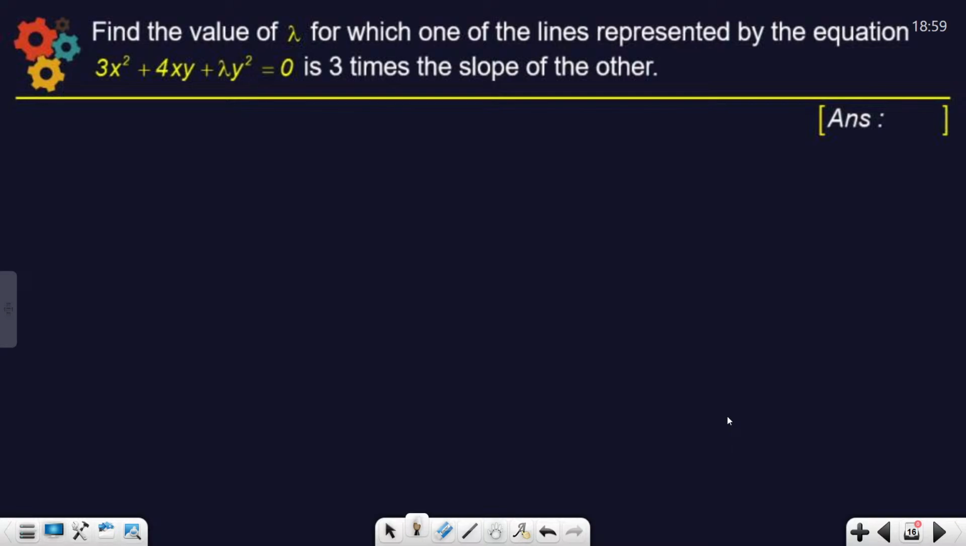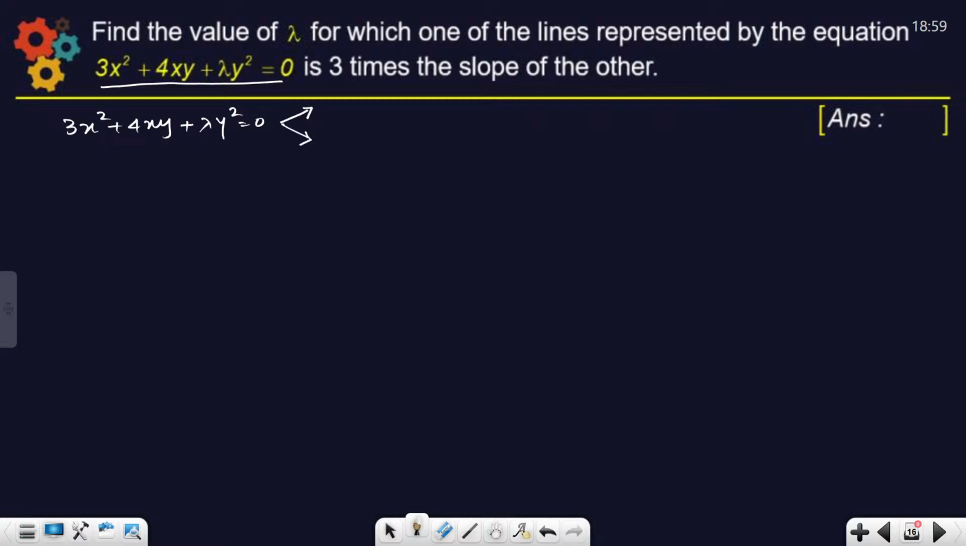Find the value of lambda for which one of the lines represented by the equation is 3 times the slope of the other. Means, you see, 3x square plus 4xy plus lambda y square equals 0. This is a homogeneous second degree equation. And as we all know, a homogeneous second degree equation always represents a pair of straight lines passing through the origin.